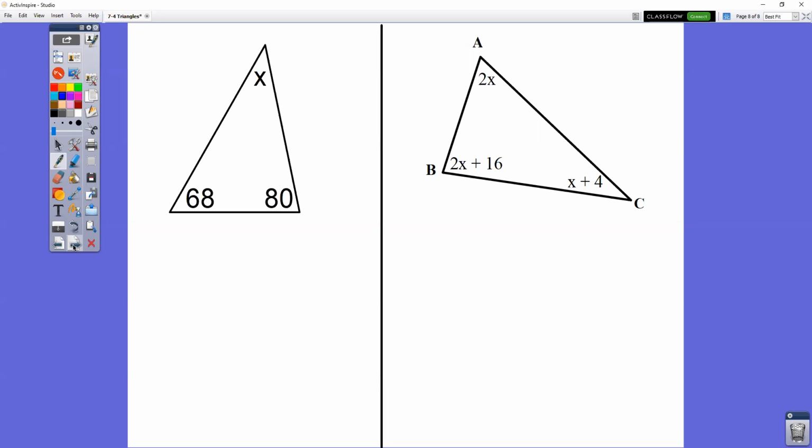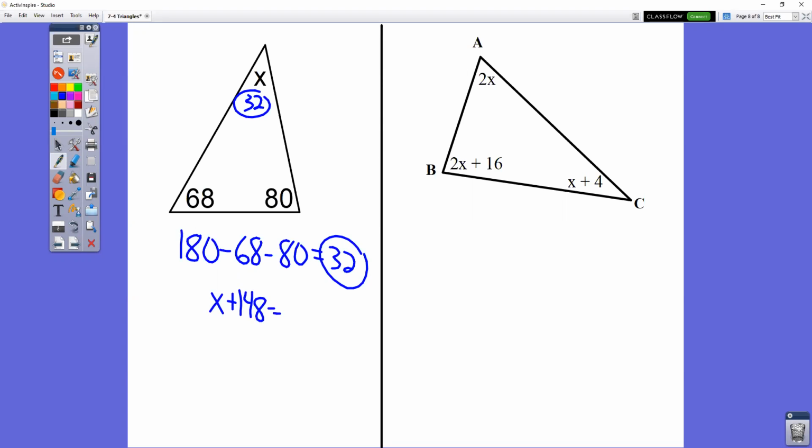So in this first one, you're given two angles. You need to find this third. So all that you need to do is 180 minus the two angles that you're given. So 180 minus 68 minus 80, you get that that top angle is 32. Again, you could set up an equation if you wanted to. X plus, you'd have to add these two together. X plus 148 equals 180, and then solve it from there if you wanted to do it that way.